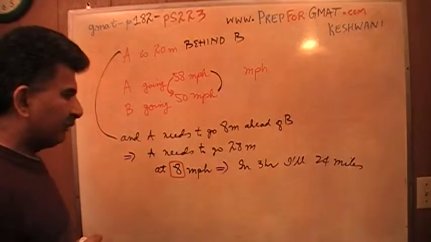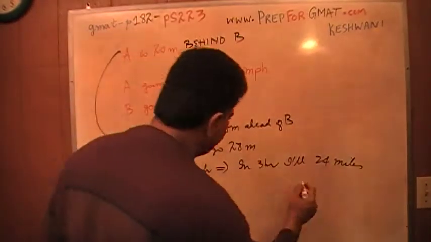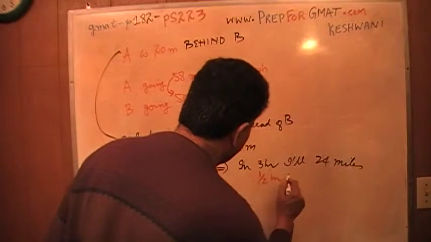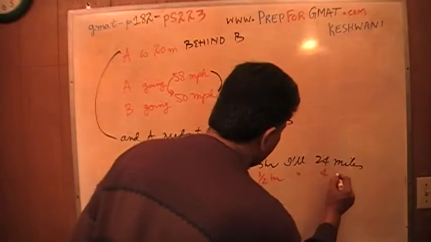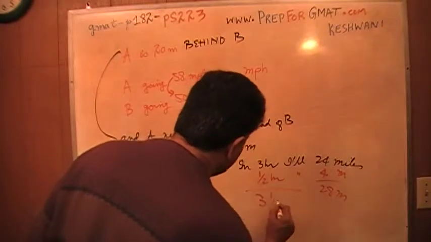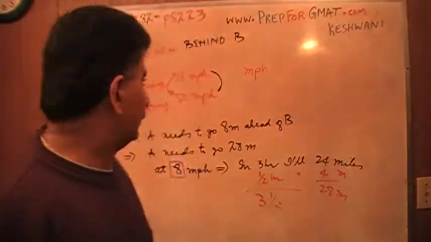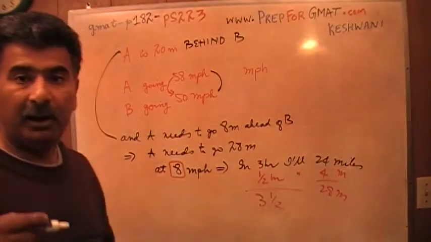If I'm going 8 miles per hour, in 3 hours I will go 24 miles, but I need to go 28 miles, so I need to take another half an hour. Another half an hour, I will go another 4 miles. Altogether 28 miles that I need to go in 3.5 hours. That's all it is. That's the answer. It will take 3.5 hours for car A to get 8 miles ahead of car B.